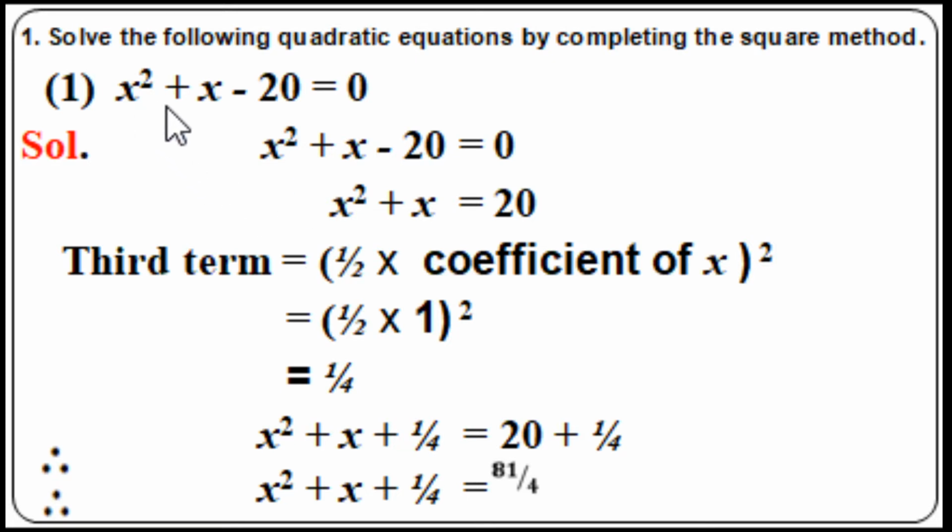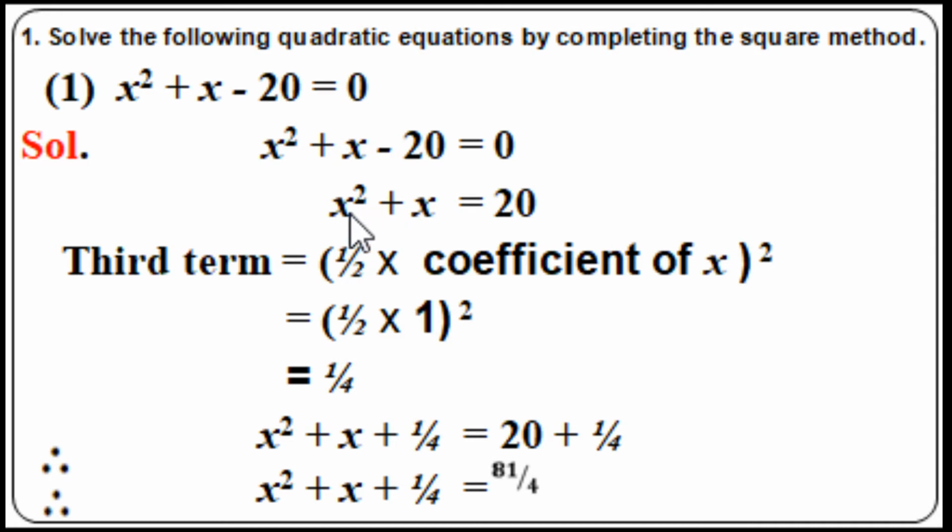Question number 1 is x square plus x minus 20 is equal to 0. This can be written as x square plus x is equal to 20. This minus 20 we have taken to the right hand side of the equal sign. Then we use the formula: third term is equal to the square of half into the coefficient of x. Here the coefficient of x is 1, so 1 upon 2 into 1 is equal to 1 upon 2. The square of 1 upon 2 is 1 upon 4. So we have to add this 1 upon 4 to both sides of this equation.